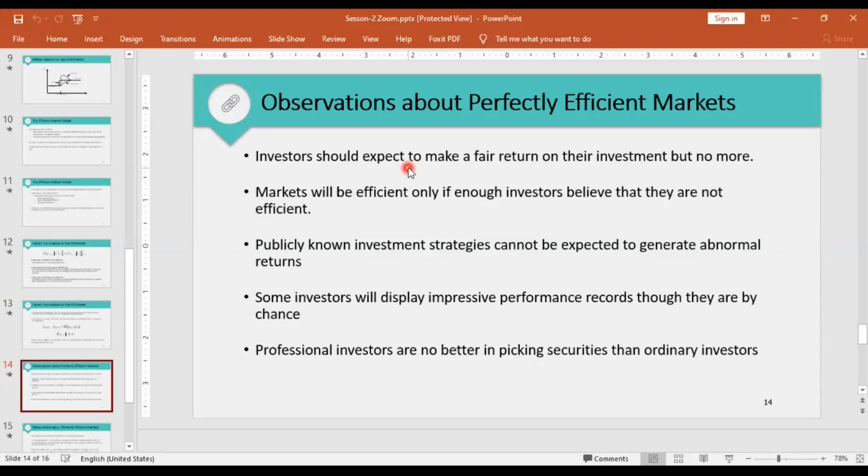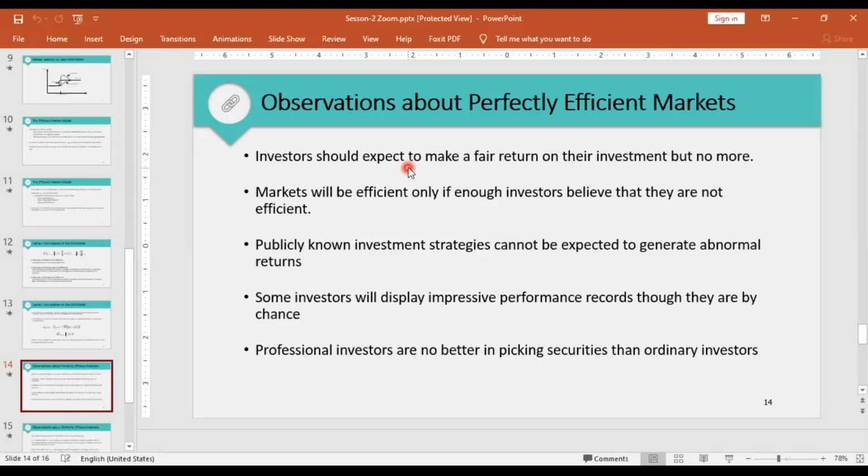And the third one is publicly known investment strategies cannot be expected to generate abnormal returns. So whatever the investment strategy that you use, which are publicly available, we cannot expect to generate abnormal return. Whatever the strategy you use, you get a normal return. You cannot get an abnormal return.